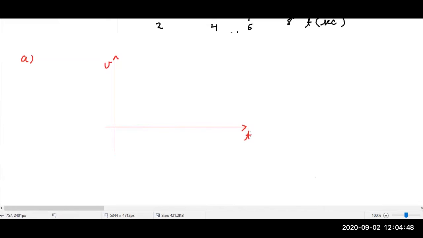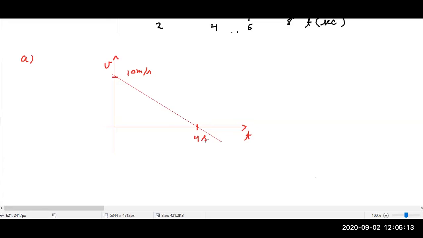VT graph, तो मान लीजिए VT graph दिया हुआ है, suppose like this. This is 10 meter per second and this is suppose 4 seconds. ठीक है, we have to draw a VS graph.